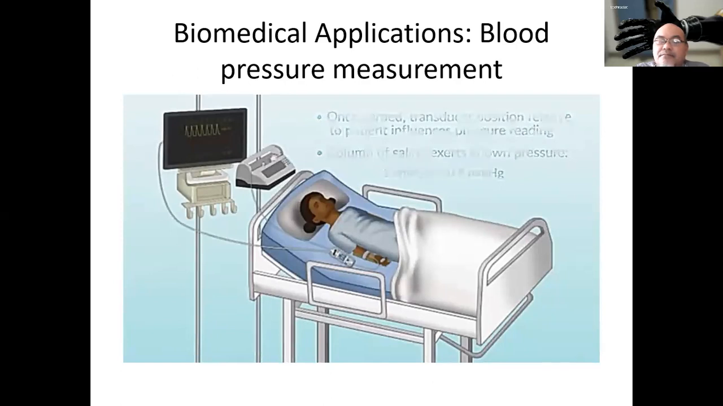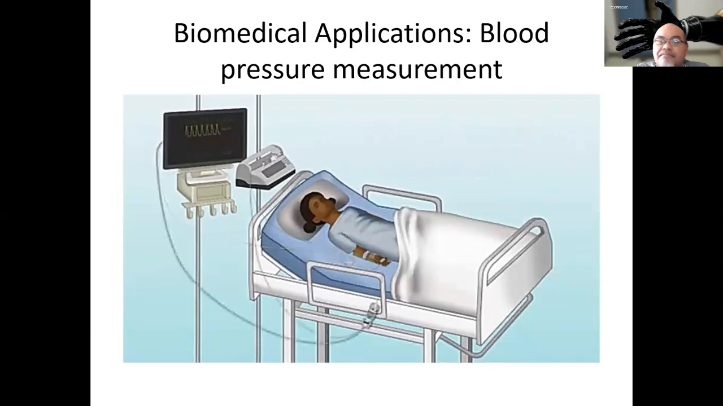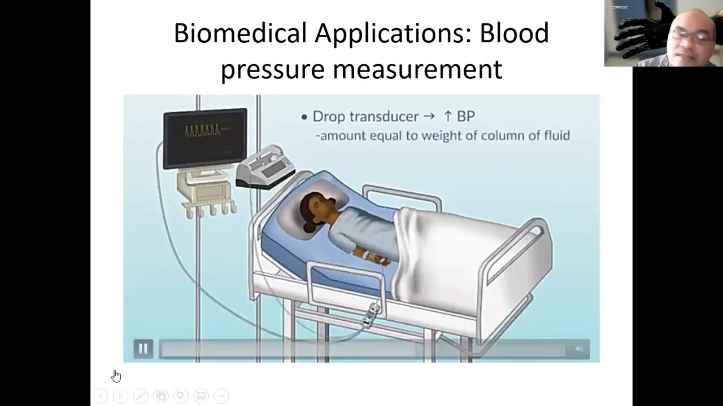Just keep that number in mind, because what that means is that if I had zeroed this transducer and I take it and drop it down below the patient, the arterial blood pressure is going to rise in millimeters of mercury. That is both the systolic and the diastolic and the mean blood pressure, by an amount equal to the weight, if you will, because of the hydrostatic pressure of the column of saline, because now the transducer is put below the level of the hand.